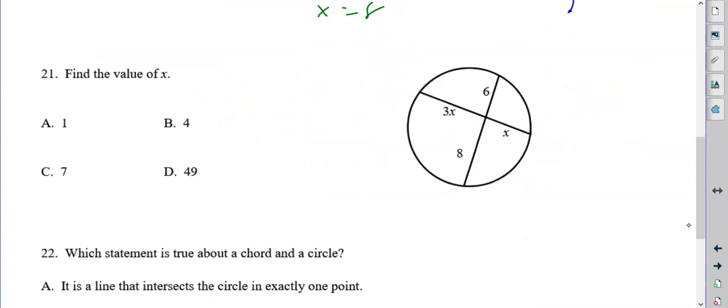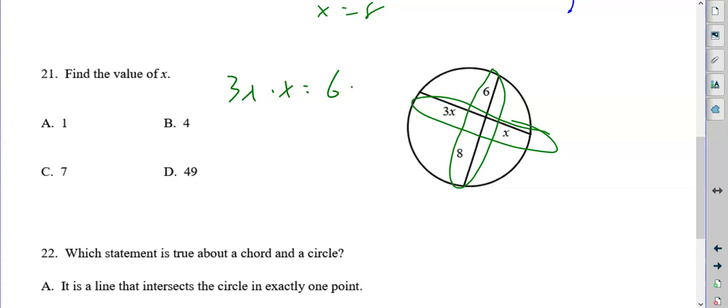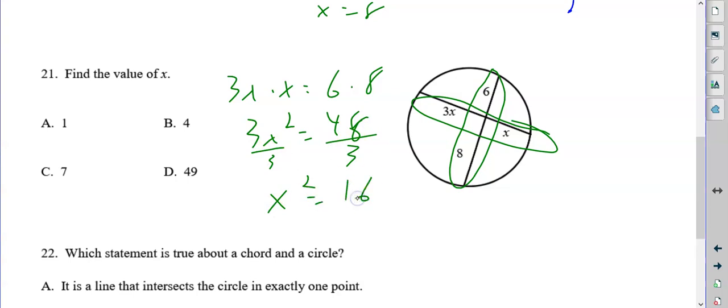Find the value of x. Remember, in this situation, it's those two parts multiplied equals those two multiplied. So 3x times x equals 6 times 8. So that's 3x squared equals 48. Divide by 3. x squared equals 16. Square root both sides. x equals 4.